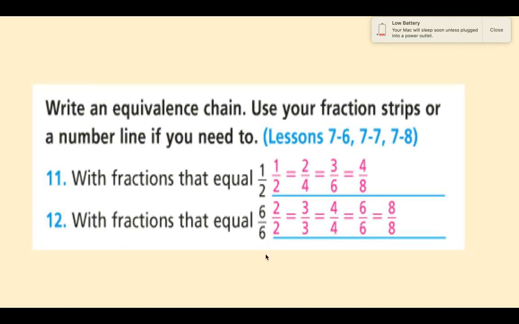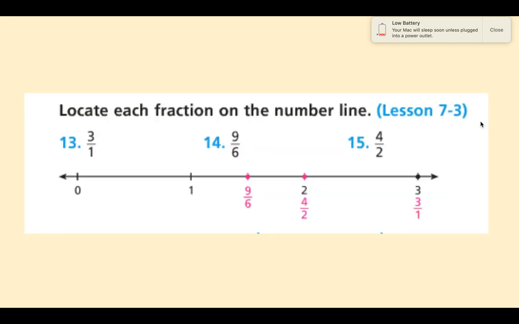Number 12, 6 out of 6 is 1 whole. So anytime you have the numerator and denominator the same, you have a whole.